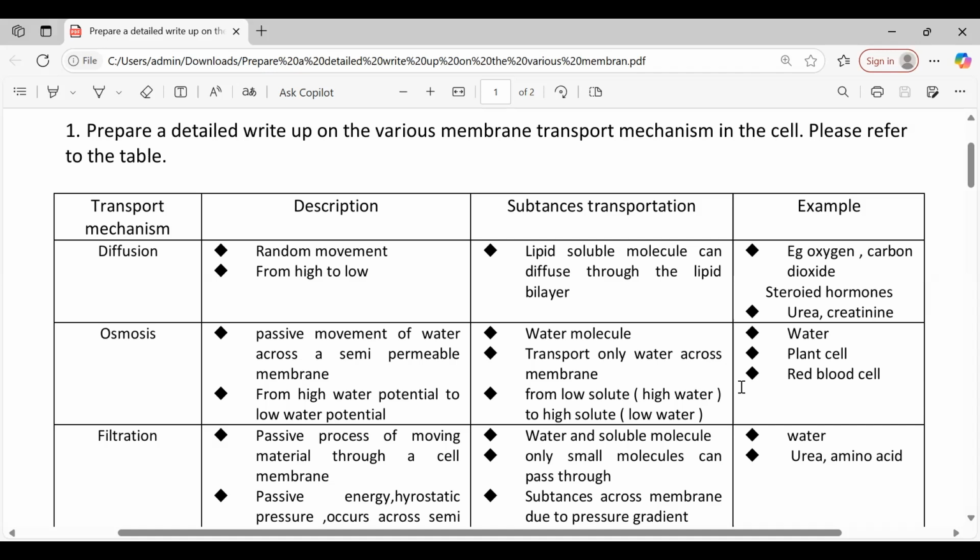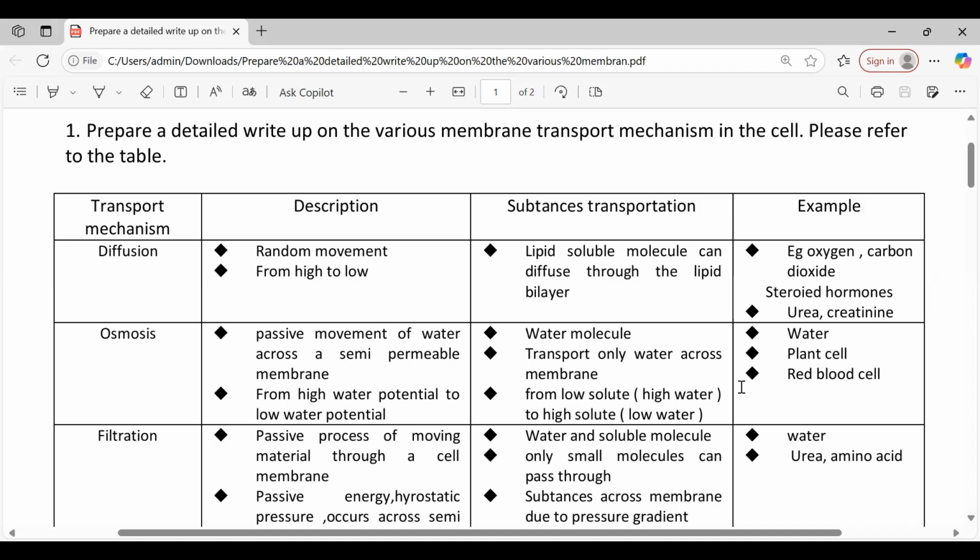There are 7 various membrane transport mechanisms. Number 1 is diffusion. The description is a random movement from high to low concentration, and the substance transported is a lipid-soluble molecule that can diffuse through the lipid bilayer. Examples of diffusion are oxygen, carbon dioxide, urea, and creatinine.